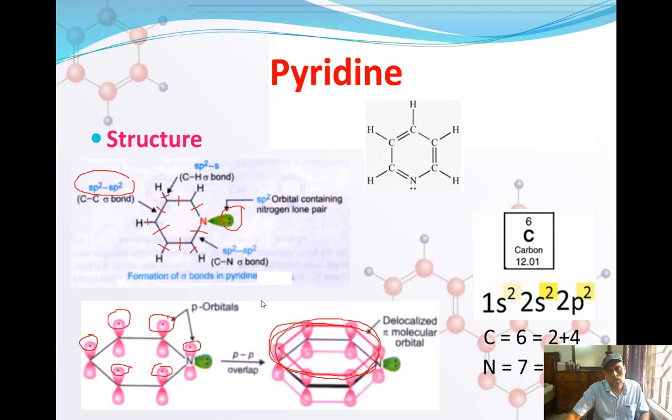So this pyridine molecule, in a ring form, is flat and planar, it has got delocalized electrons, and there are 6 electrons. It will fulfill the Huckel rule where n is equal to 1. So pyridine is an aromatic compound.